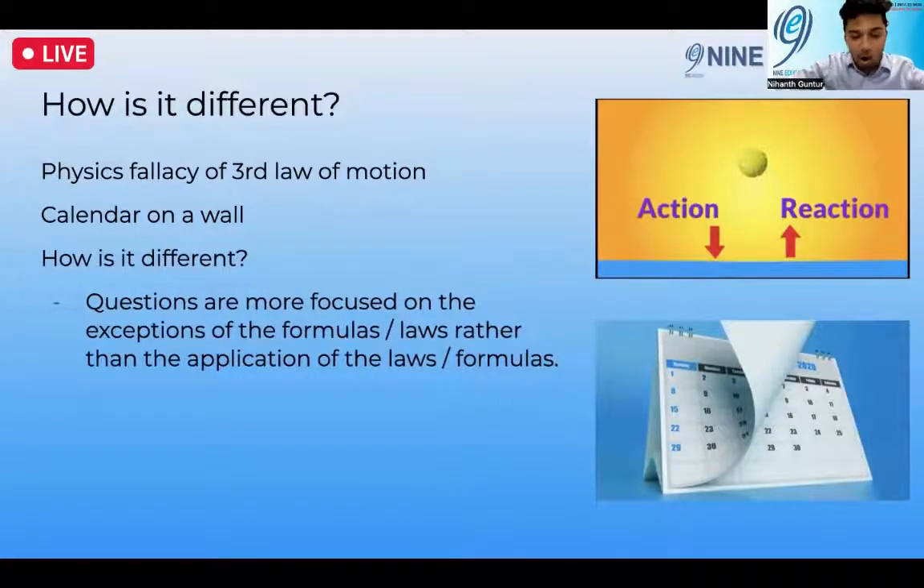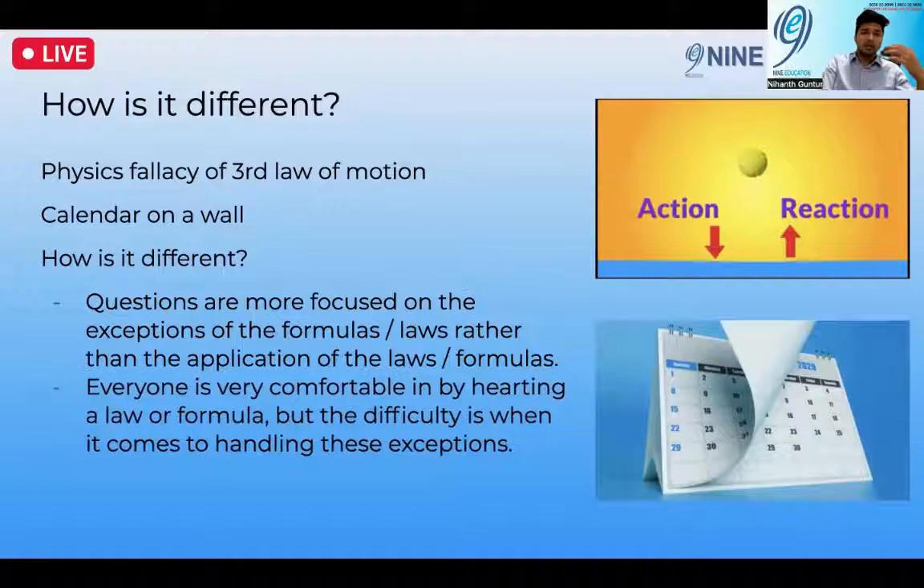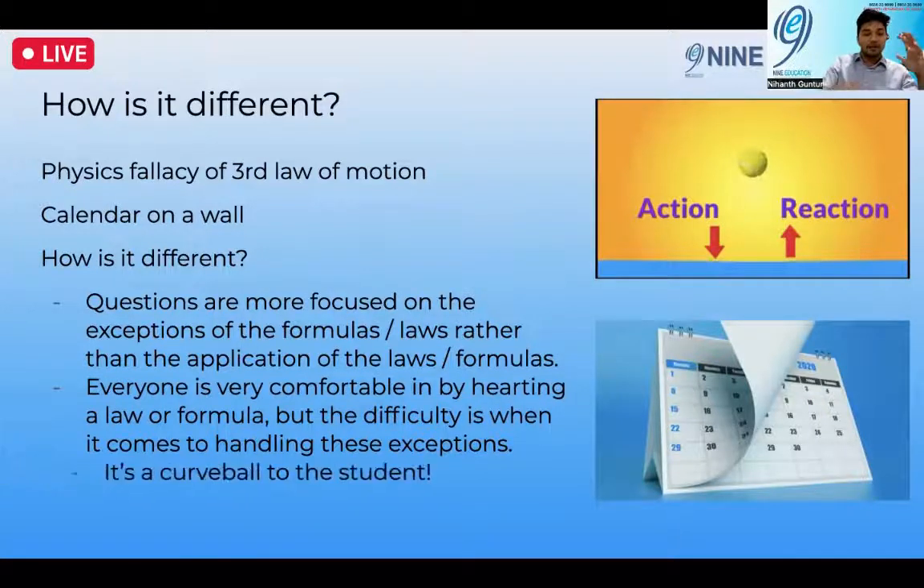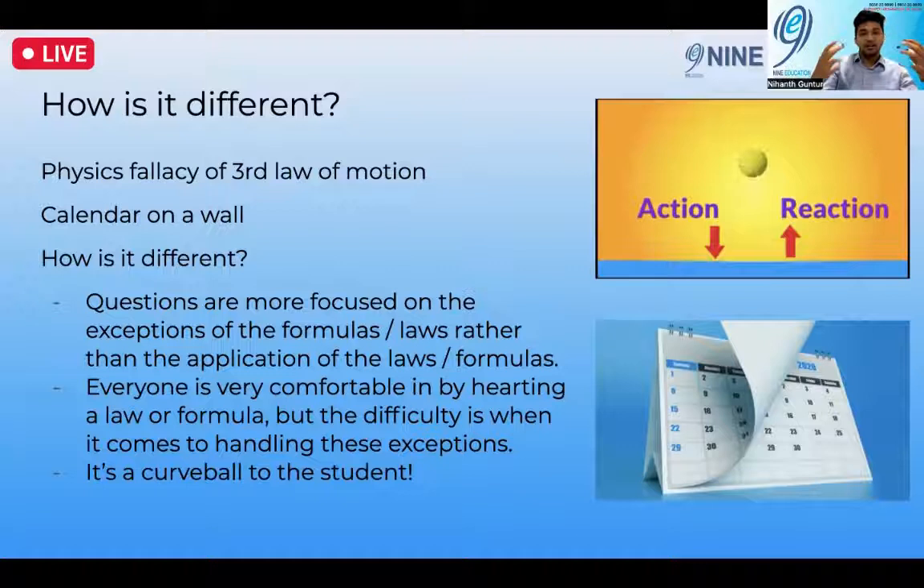If you see, all the questions that we have discussed today are more focused on exceptions of the formulas than the formulas themselves. And this is exactly how the questions in IIT are. You don't get a direct question that says, if this happens, then what is the right option? You always get questions based on exceptions of laws and different formulas. The students are very confident when it comes to by-hearting things, remembering questions and applying the formula. But if it's based on an exception, that's where the student gets a curveball and doesn't understand how to answer these questions. This is what makes IIT difficult.